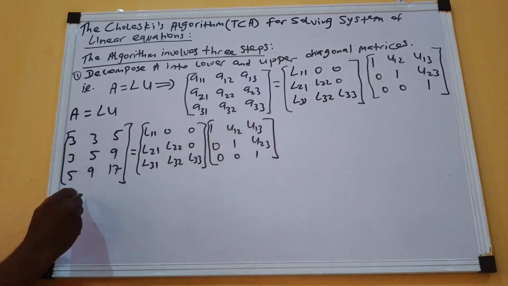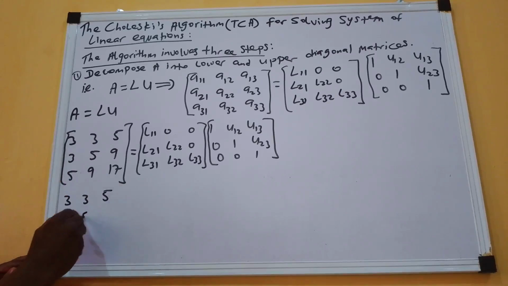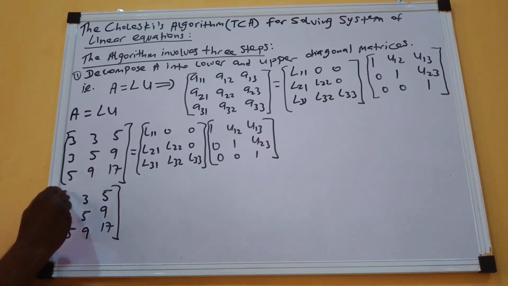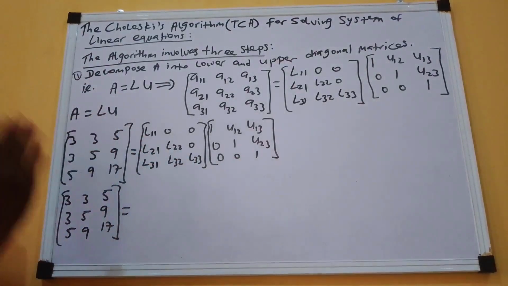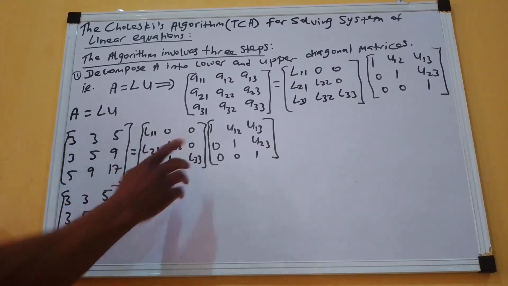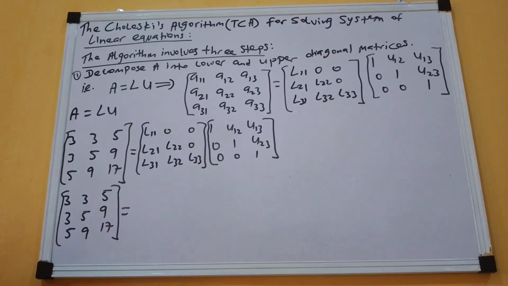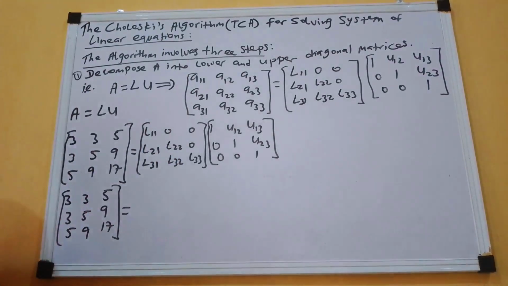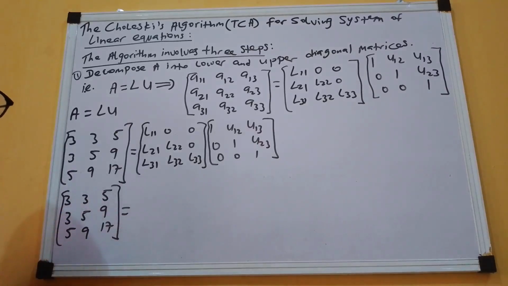So we come here now. Our A is 3, 3, 5, 3, 5, 9, 5, 9, 17. Now, to decompose this so that we can get values for L11, L21, L22, L31, and so on and so forth, we are going to carry out what we call matrix multiplication. Now, let me throw a little light on matrix multiplication. The two matrices are compatible for multiplication if the number of columns in the first matrix is equal to the number of rows in the second matrix.